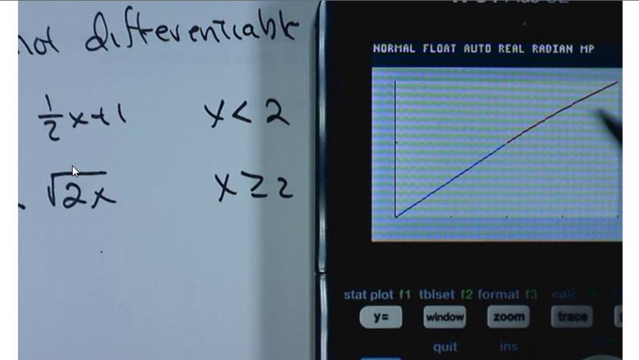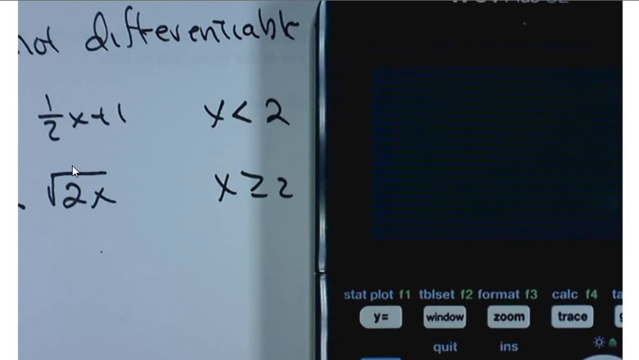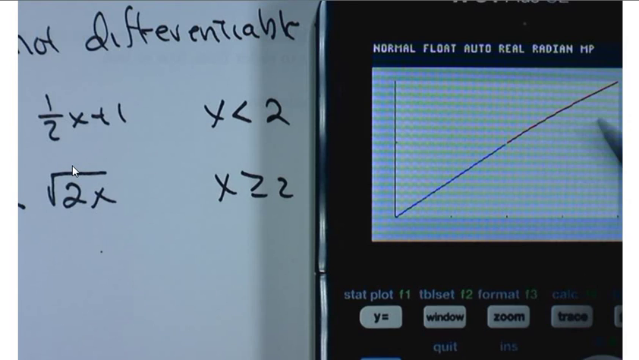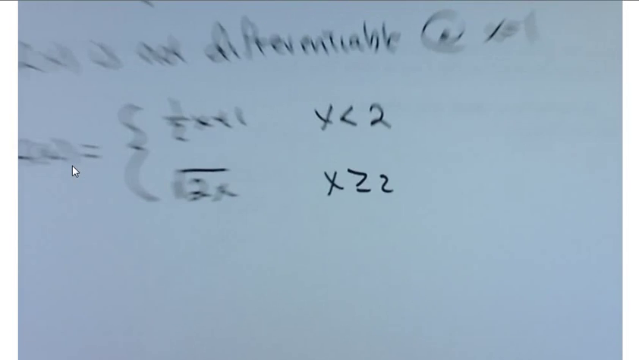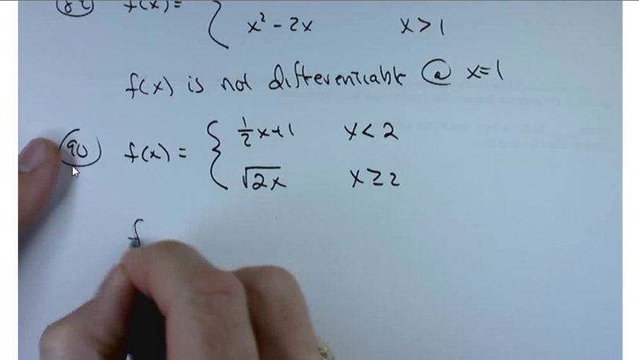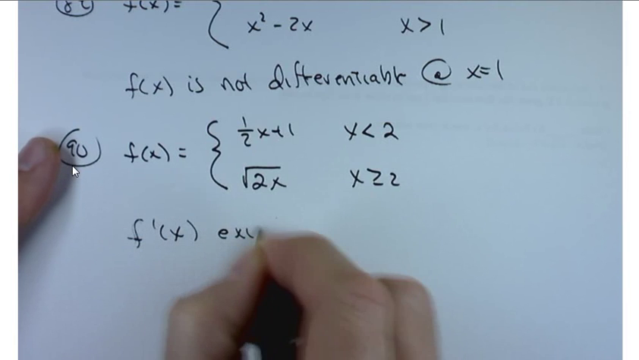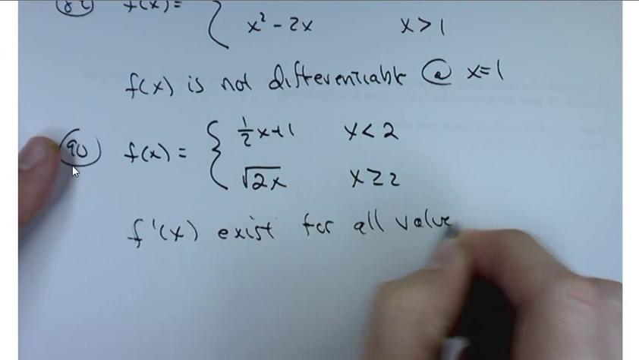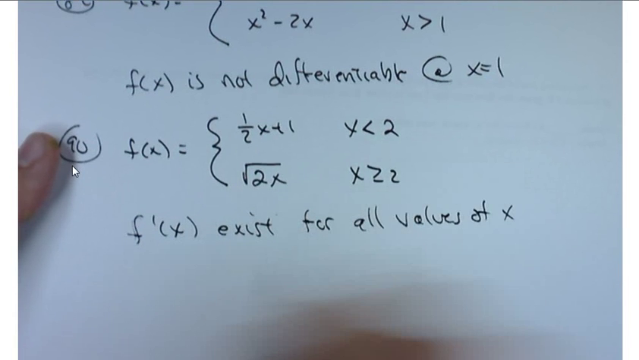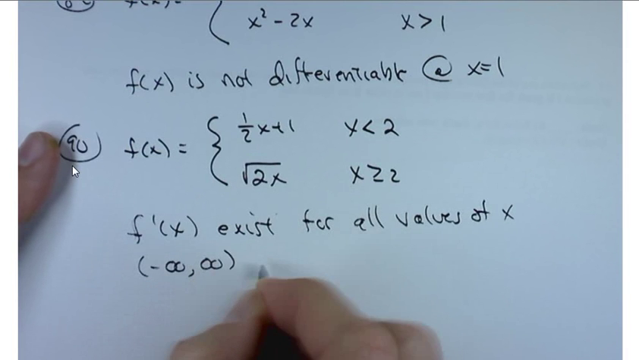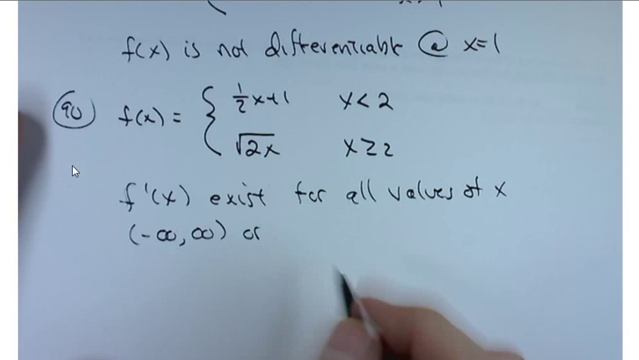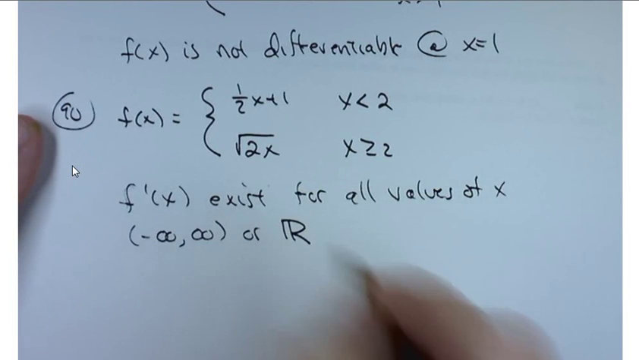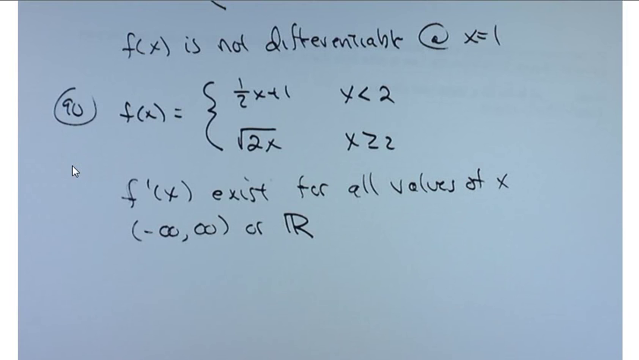Do those line up smoothly? Is that a corner point? No, it looks pretty smooth to me. At least I'm not going to try and trick you with something like this. If it looks smooth, it's going to be smooth. So this is differentiable everywhere. So f prime of x exists for all values of x, or on the range of negative infinity to infinity. And I think I showed you guys the fancy math notation for that, right? Script R. Basically means negative infinity to infinity.